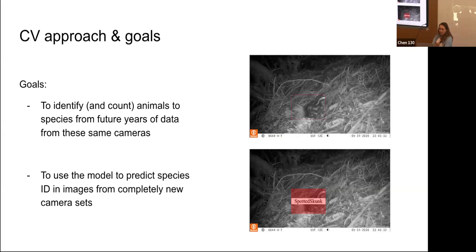Yeah, we don't use bait stations in our cameras, so it'll be interesting including some of these photos from other studies that have them. Or if nothing else, you can just have it as a really hard out-of-distribution evaluation set. Yeah. We'll see how it does.